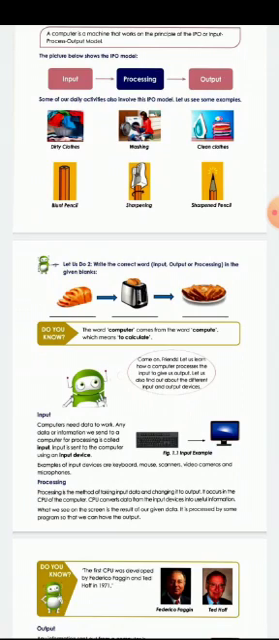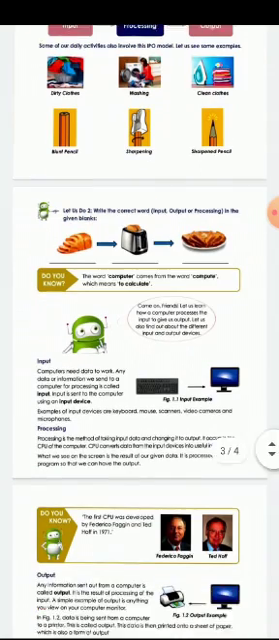So that's how a computer works. It will take data or information as input. Next it will process that data and turn it into meaningful information and send it as output. That's how a computer works.